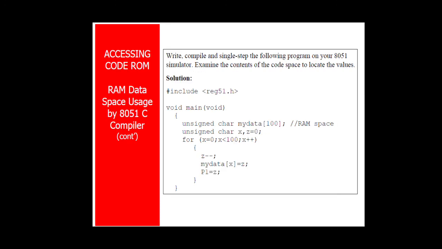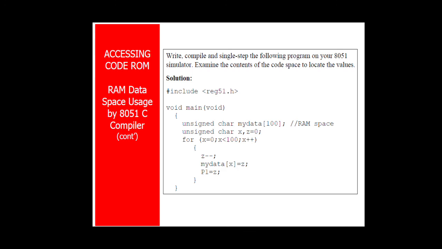Another example: write, compile and single step the following program on your 8051 simulator. Examine the contents of the code space to locate the values. So now we have to look at the code space. First, the array is being declared, which is in the RAM space. Then we have the two variables X and Z. Z is initialized to 0. All are unsigned char data type variables.